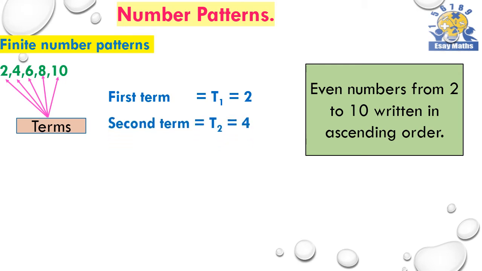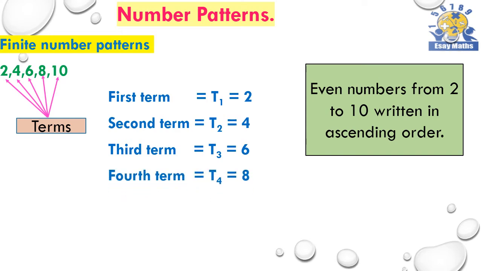The second term is 4. So, we can express it as T2 is equal to 4. Third term is equal to 6. So, T3 is equal to 6. Fourth term is equal to 8. So, T4 is equal to 8. Fifth term is equal to 10. So, T5 is equal to 10.